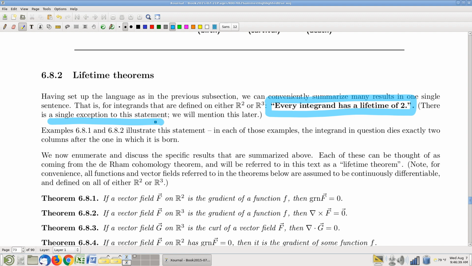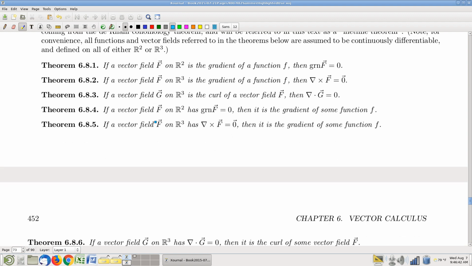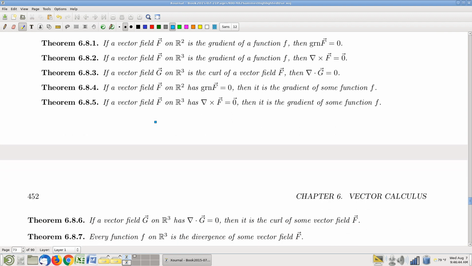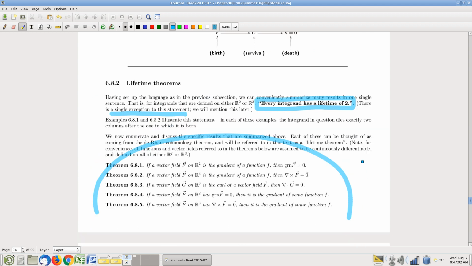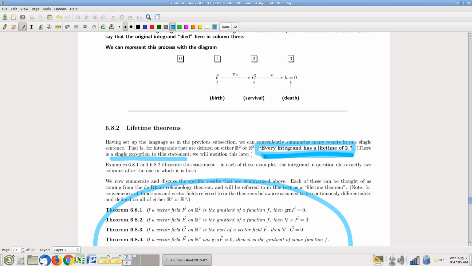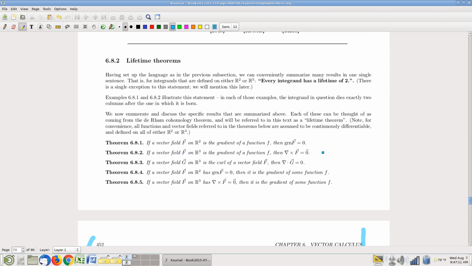Now, this tells you a lot of things. Here are 8 separate theorems that I claim are really just that statement applied to their context. If you want to think of and learn 8 separate theorems, I suppose you can, right? And that's not crazy, right? But it's so much more convenient and compact to just remember this little rule. Every integrand has a lifetime of 2. Okay, so for example, let's look at one of these.